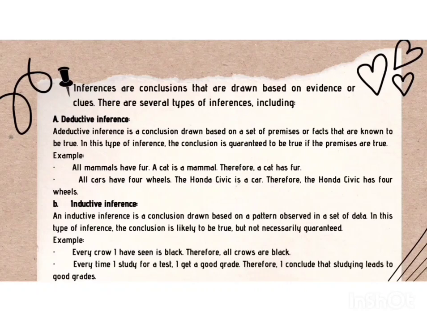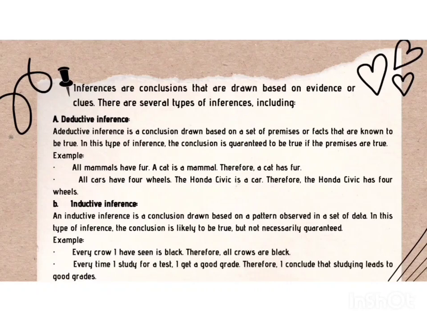For example, all mammals have fur. A cat is a mammal. Therefore, a cat has fur. The second example of deductive inference: all cars have 4 wheels. The Honda Civic is a car. Therefore, the Honda Civic has 4 wheels.